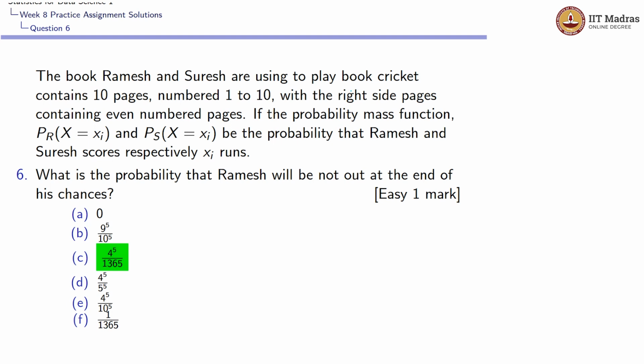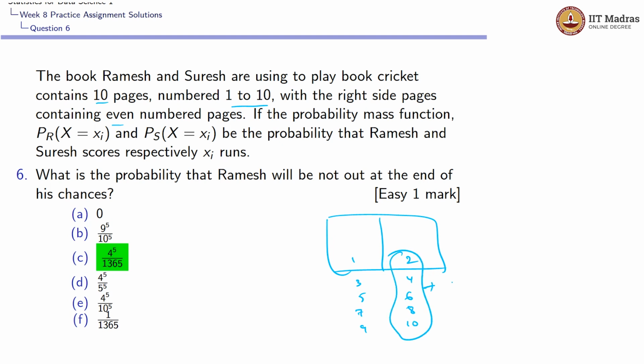So the book Ramesh and Suresh are using to play book cricket contains 10 pages, numbered 1 to 10, with the right side pages containing even numbers. So we have the pages 1, 2, 3, 4, 5, 6, 7, 8, 9, 10. These are all the possible values for this particular book, and these are all the possible scores they could be taking. It could be 2, 4, 6, 8. Since we should be looking only at the last digit, that would be 0. So the possible scores would be 2, 4, 6, 8, 0.